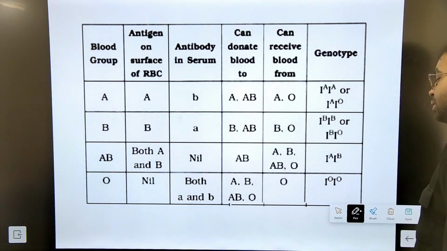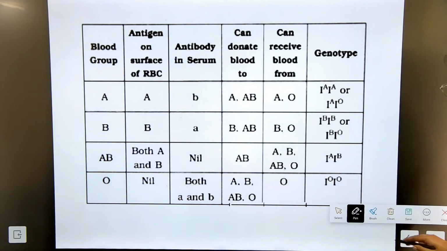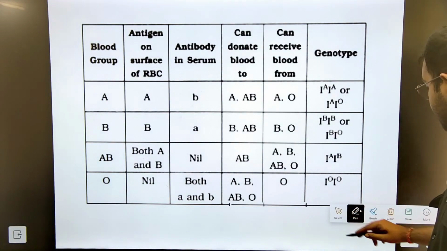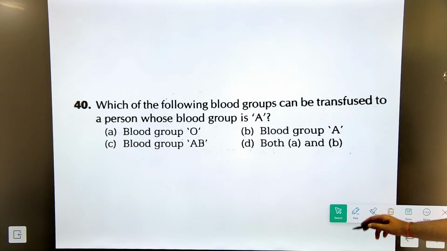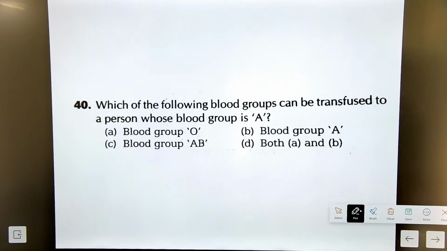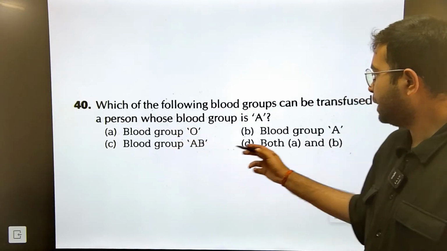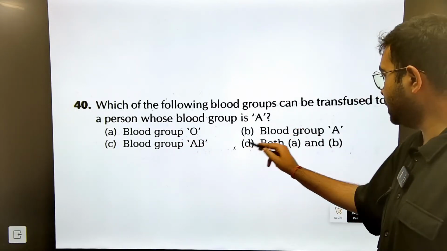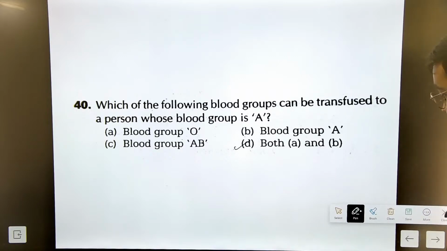So what is the correct answer that we are getting here? The correct answer that we are getting here is that a person with blood group A can be transfused with both blood group O and blood group A. The answer is option D, both A and B.